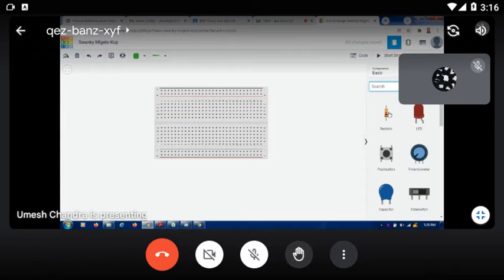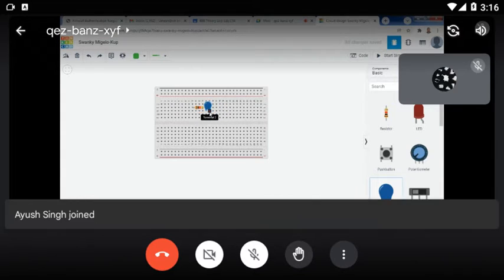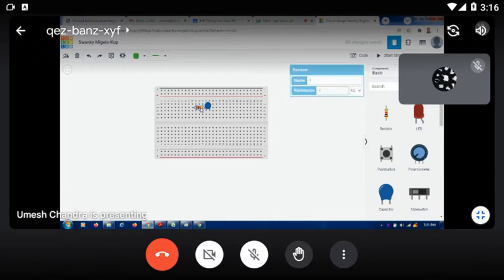Another component is the resistor. Click on the resistor, then after that go to rotate. Then you take a non-polarized capacitor. The non-polarized capacitor is connected in series. Now this is a series connection, that is an end-to-end connection.